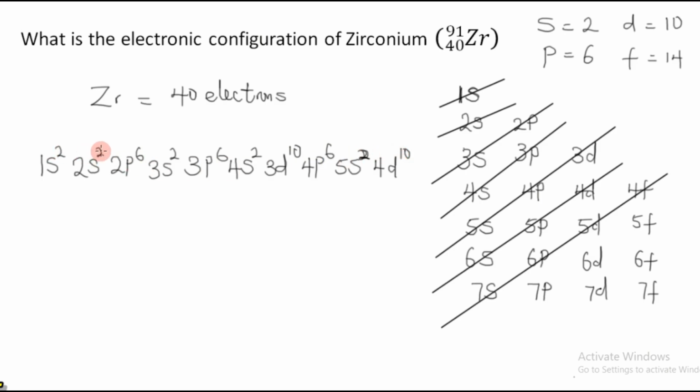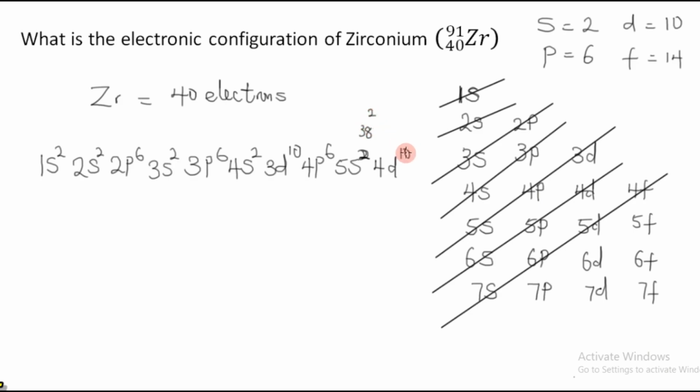So let's calculate if all this is up to what? 40. 2 plus 2 is 4. 4 plus 6 is 10. 10 plus 2 is 12. 12 plus 6 is 18. 18 plus 2 is 20. 20 plus 10 is 30. 30 plus 6 is 36. 36 plus 2 is 38. So I have 2 electrons remaining. Here is what? 38 electrons already, right? So remaining 2 to make it 40.